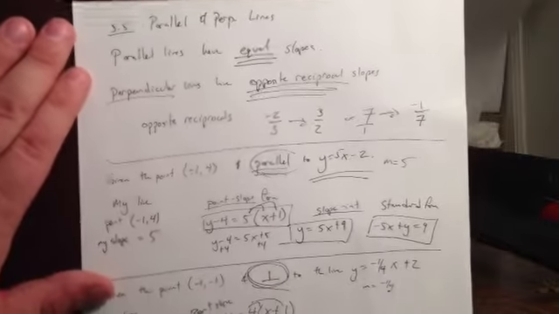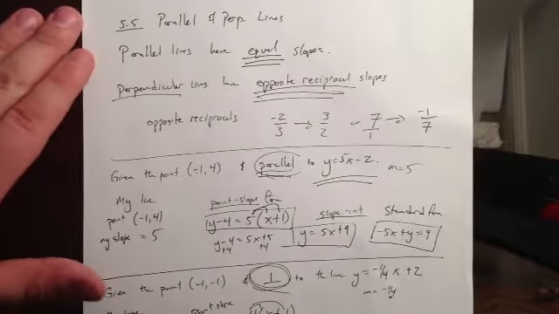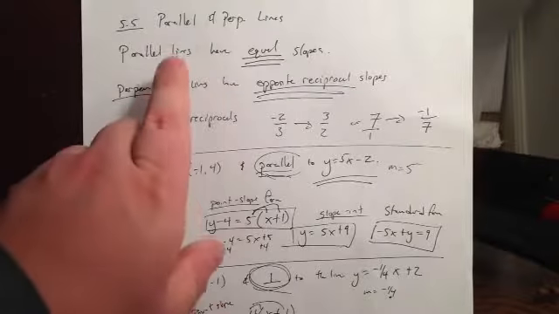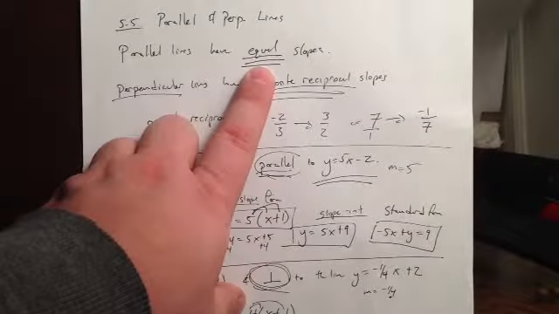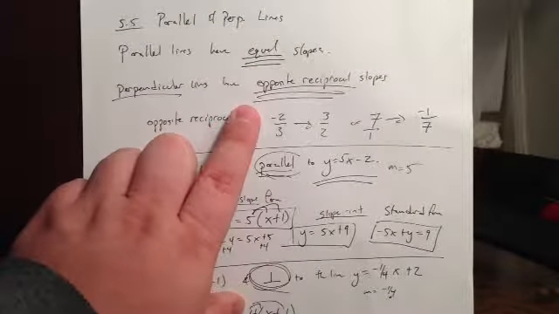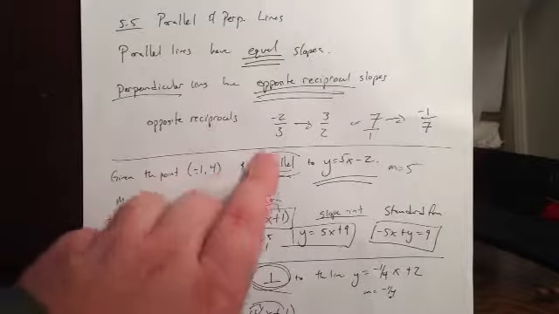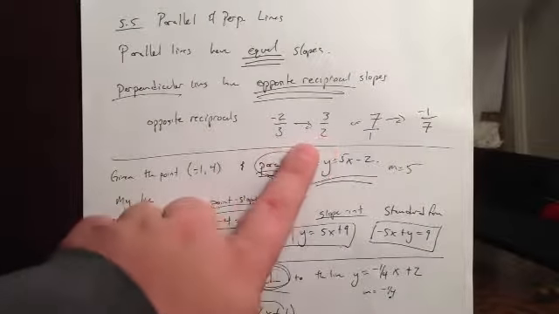Lastly, in section 5.5, as for parallel and perpendicular lines, key important things to remember is that parallel lines have equal slopes. Perpendicular lines have opposite reciprocal slopes. Just a reminder, opposite reciprocals look something like these two examples.